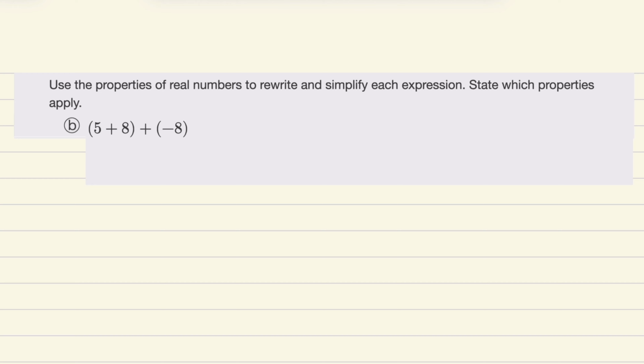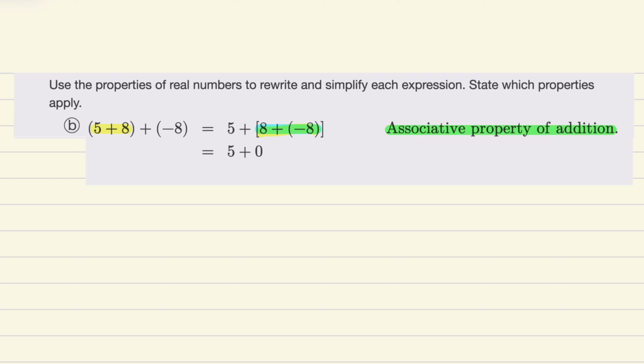Moving to B, I see three things being added and the first two being grouped together. So I know I can change that grouping from the first two to the last two using the associative property of addition. From here, we can do that calculation inside the parentheses, and adding a number and its opposite would just give us 0. And this is based on the inverse property of addition.